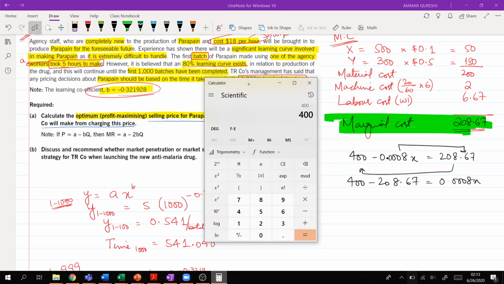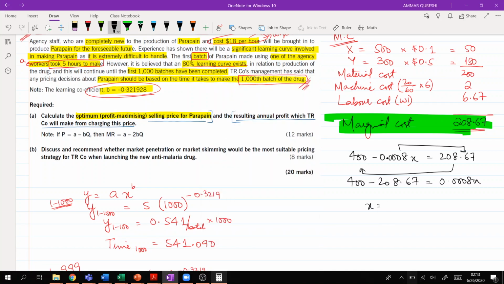So 400 minus 208.67 divided by 0.0008, that is 239163. This is basically the sales volume at which the company can maximize its profit, right?